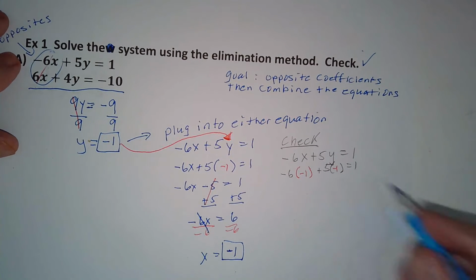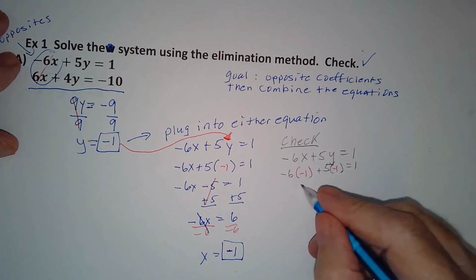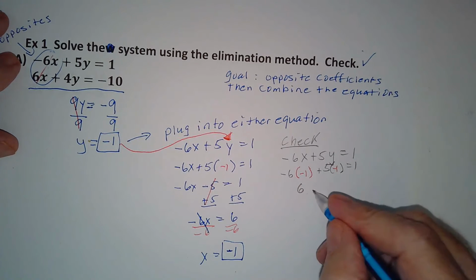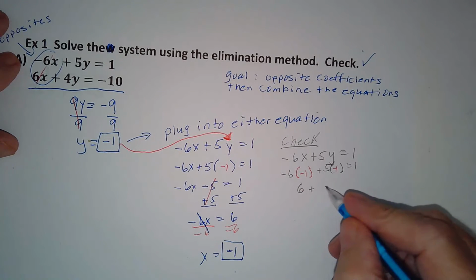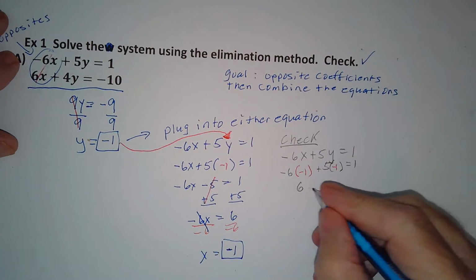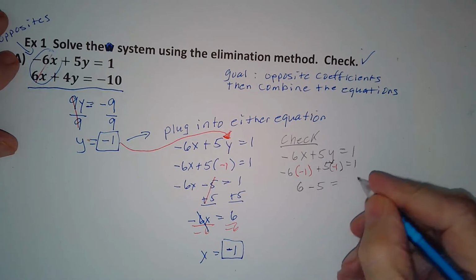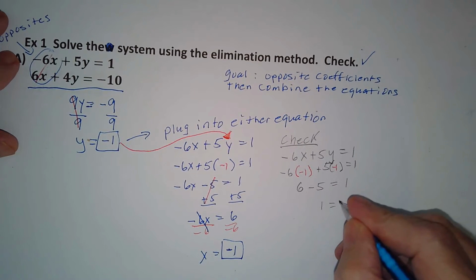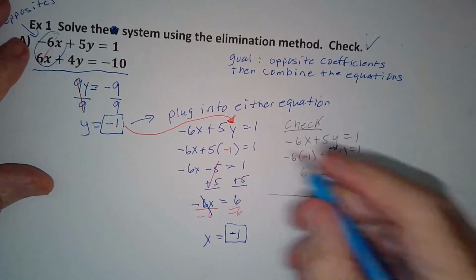So this would be negative times negative, positive 6. 5 times negative 1 is positive times a negative, so that's a negative 5. And of course, that equals 1. So that checks. So that's the first equation.